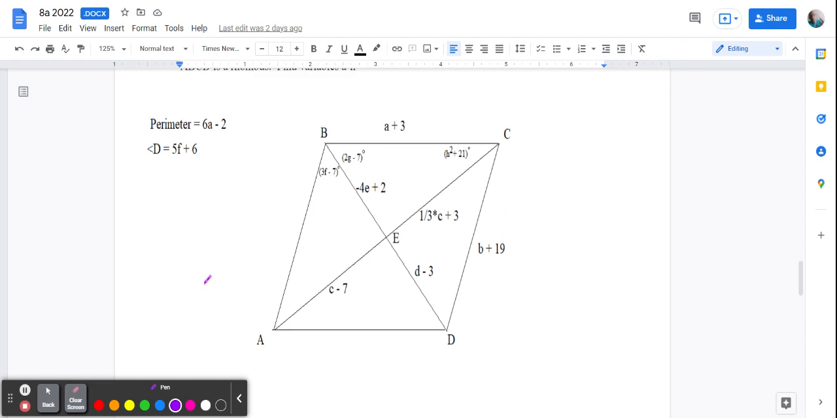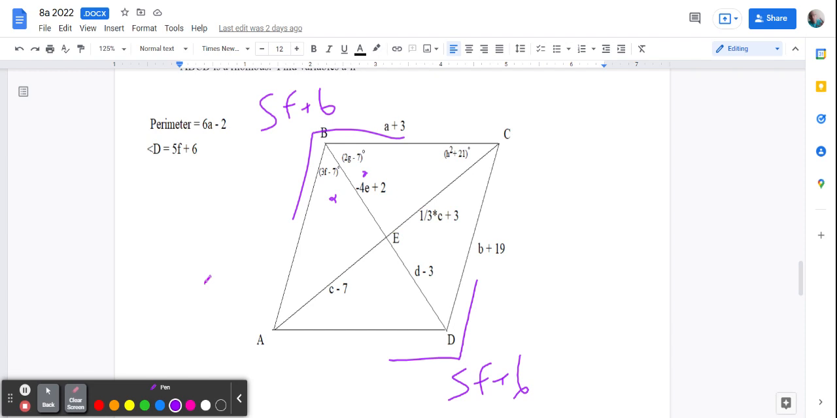Okay, so here's what we know. We know angle D is 5F plus 6. And so we know angle B is 5F plus 6, opposite angles being equal in all parallelograms, right? And we know it's cut in half. One half is 3F minus 7. The other half is 2G minus 7.